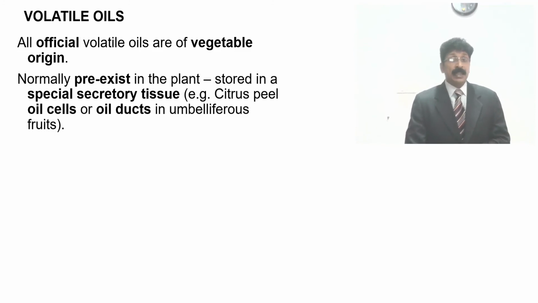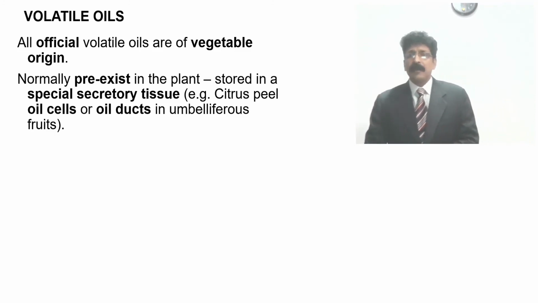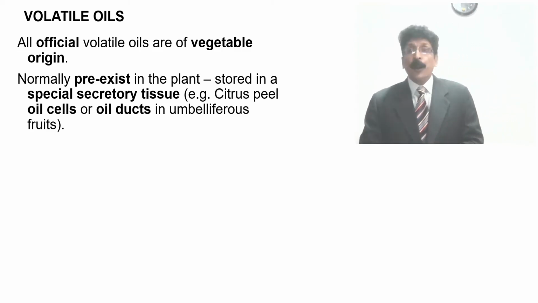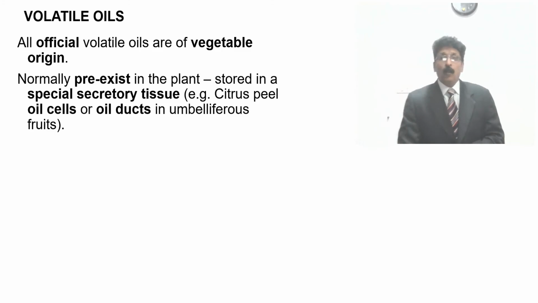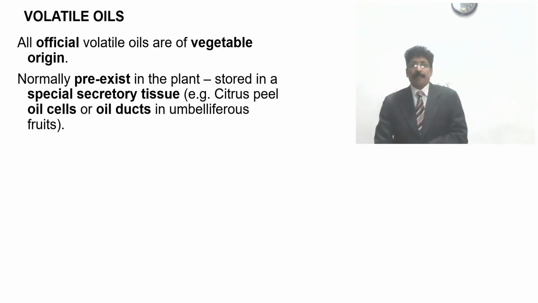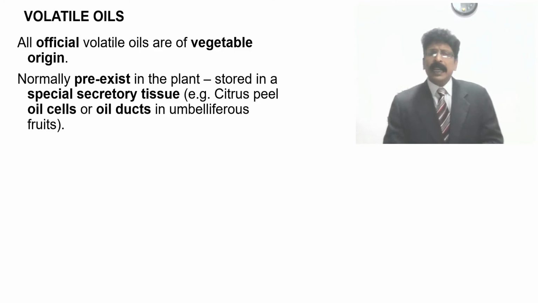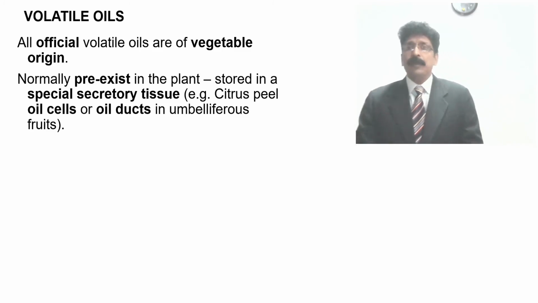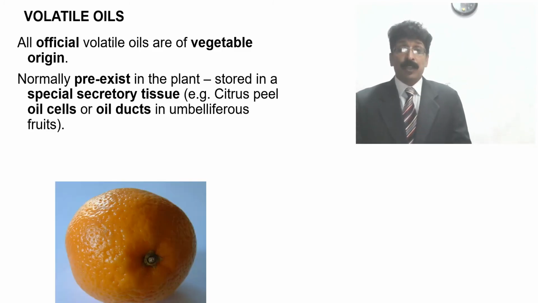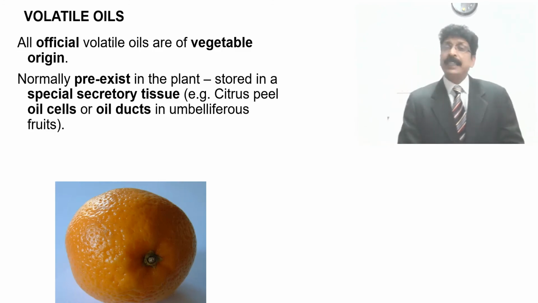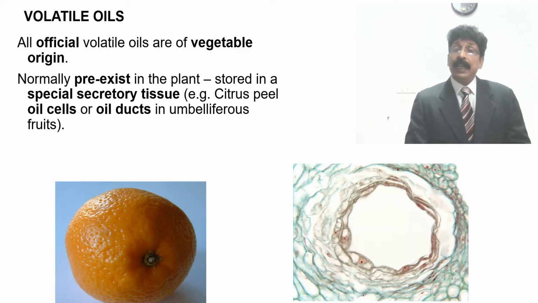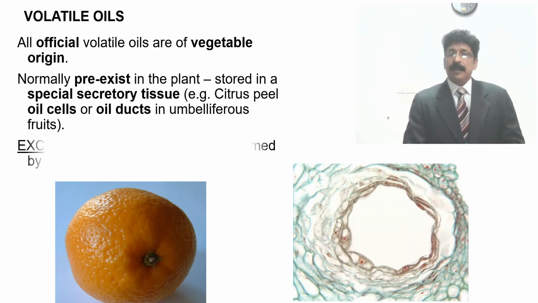We can see oil ducts. When you take a section of Umbelliferaceae fruits like fennel, coriander, anise, we can see oil ducts and even oil cells in the form of vittae, which we can easily observe. This is just to show you a picture of an orange, the skin which contains the oil cells. But there is an exception.